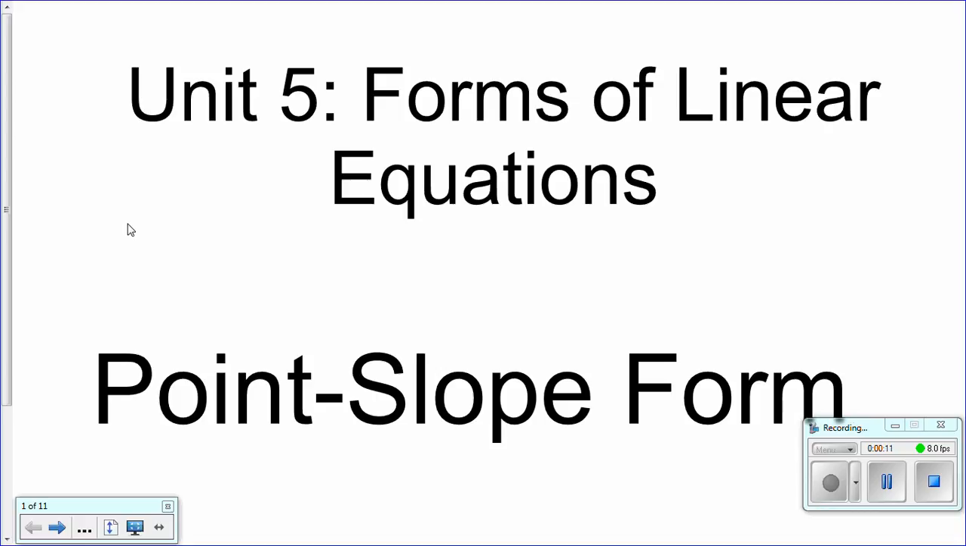Today we're starting Unit 5, which is forms of linear equations. And today we're going to focus on point-slope form. So, here's the thing. You need to memorize 3 forms. You already know slope-intercept, so that's one down. Point-slope is the next one.